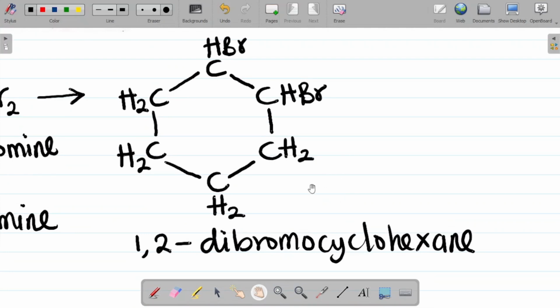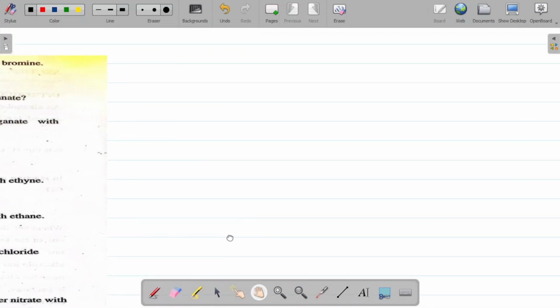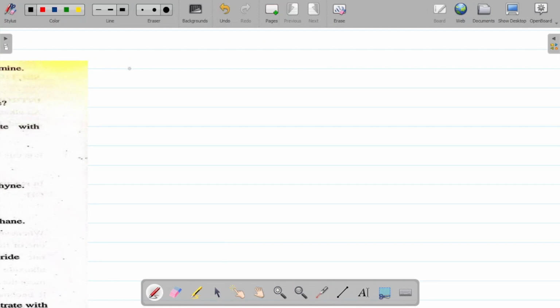Let's move over to question 5. Alright, so number 5. The next question here says, write an equation for the reaction of phenylethyne with bromine. Alright, so let's get phenylethyne and then bromine. So number 5 solution, phenylethyne. The formula is this. Let's get the phenylethyne first.